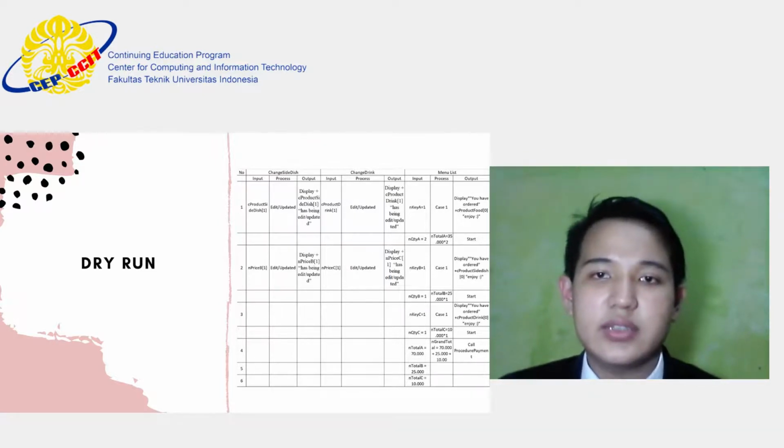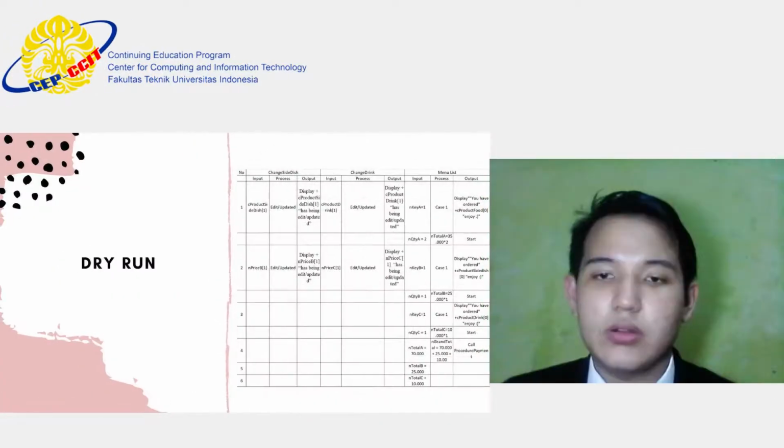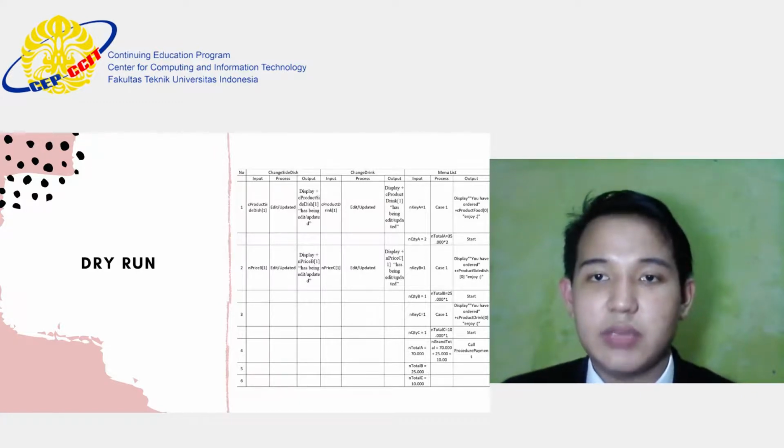The change side dish procedure. If the first input is C product side dish 1, the process is edit/update, and the output will display plus C product side dish 1 has been edit/updated. The second is n price B array 1 or bracket 1, the process is edit/update, and the output displays plus n price B bracket 1 or array 1 has been edit/update. The change drink is the same as before.